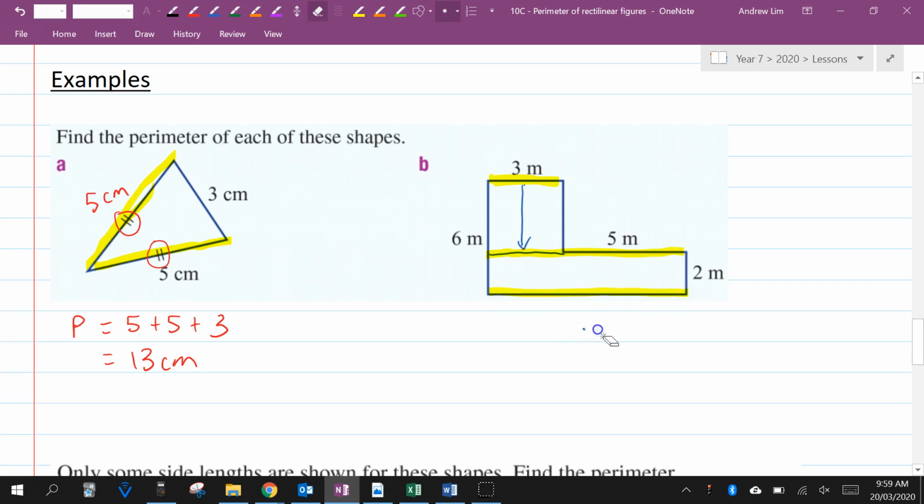Therefore, that bottom length is 3 plus 5 meters, so it's 8 meters. Now that we know that, we can work out the perimeter of this, which is 3 plus 5 plus 2 plus 8 plus 6, which is equivalent to 24 meters.